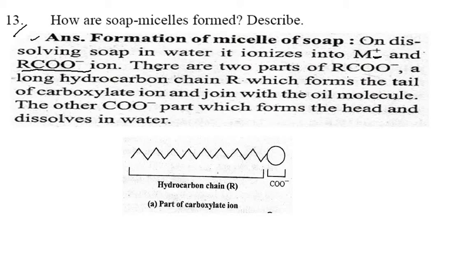There are two parts of this RCOO-: a long hydrocarbon chain, R, which forms the tail and joins with the oil molecules, and the carboxylate ion, COO-, the other part, which forms the head and dissolves in water. Here is the R part, and here is the COO part; one is working as the head and the other as the tail. So you can see here.